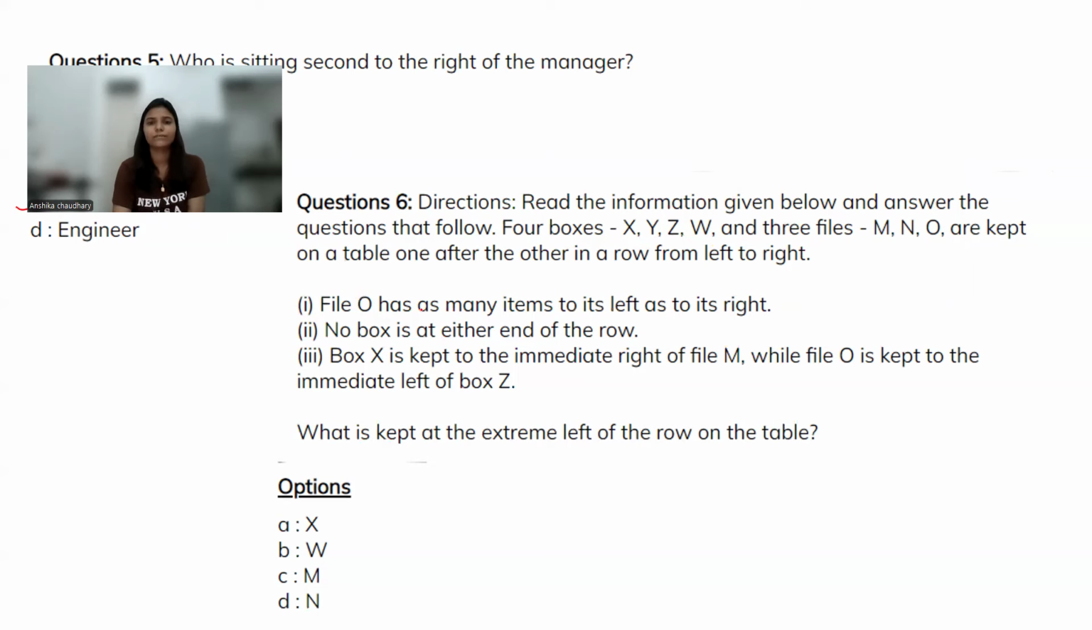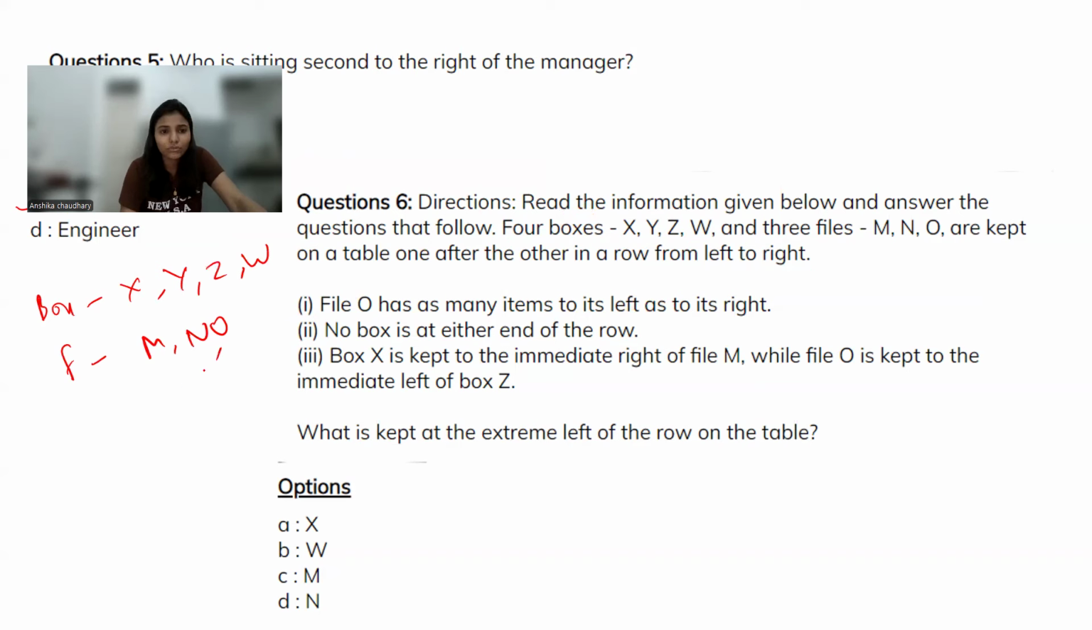Okay. Read the information given below and answer the questions that follow. 4 boxes X, Y, Z and W and 3 files M, N and O are kept on a table one after the other in a row from left to right. Okay, so there are 4 boxes, right? And the boxes are X, Y, Z and W and there are 3 files M, N and O. Now they are kept on a table one by one.